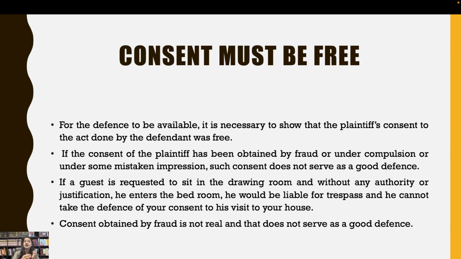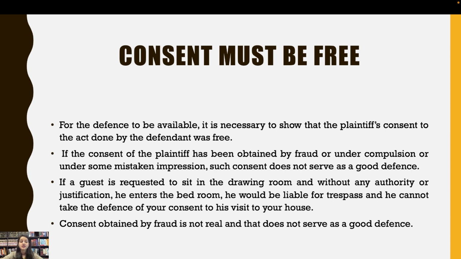For example, somebody enters your bedroom and then gets injured because of some trap you might have kept to protect your house. The person cannot take the defense. You cannot sue for tort, and you can take the defense. So the person cannot say that he had come on your authority. You did not allow that person to enter your bedroom. You only allowed that person to be in your guest room. Consent obtained by fraud is not real and does not serve as a good defense.